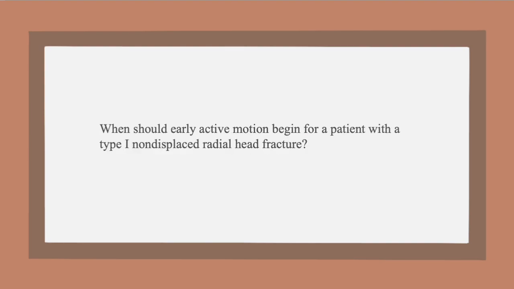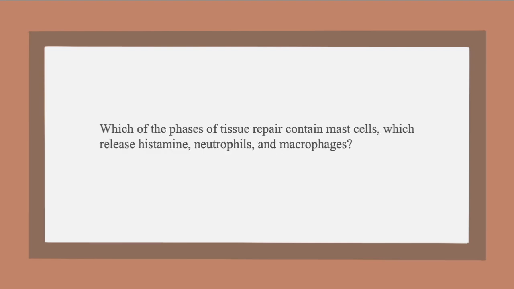When should we be starting early active motion with patients that have a type 1 non-displaced radial head fracture? We want to begin within 1 week, if at all possible, to avoid stiffness because of the elbow anatomy with that congruence, the ligaments that are so stable, inflammation, and our position of comfort, which is typically in a flexed position of the elbow. So people will get stiff super fast. What phase of tissue repair contains mast cells? So the hints here were kind of that they release histamine, neutrophils, and macrophages. This is indicative of the inflammatory phase of tissue repair.